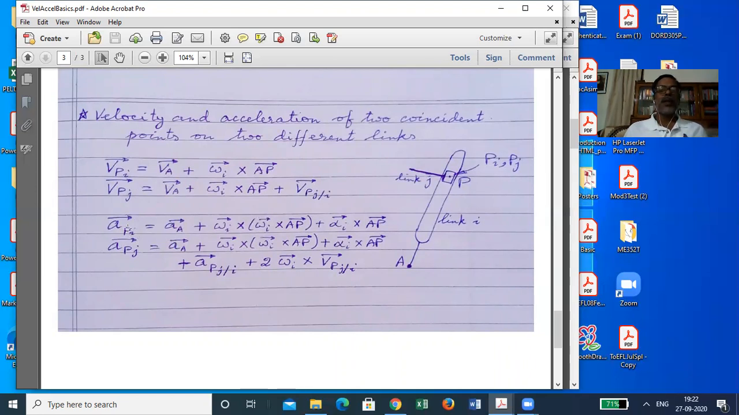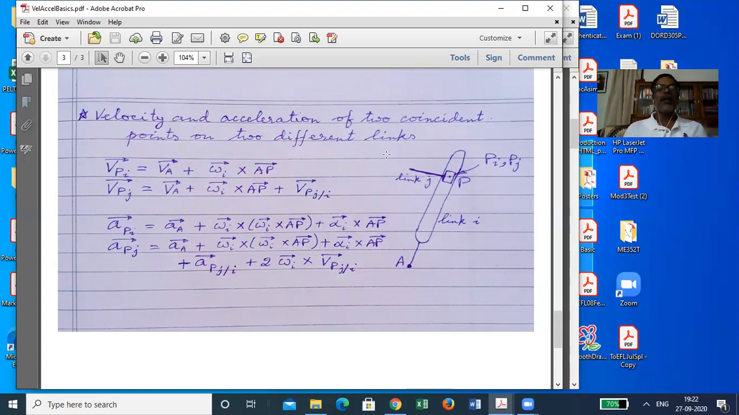Acceleration of point P as on link I. So there link A, point P, both are on this rigid link. So that will be, as we saw earlier, acceleration of A plus omega I cross AP. That is actually the minus omega squared AP magnitude, and in the direction from P to A that we saw earlier. And this is the alpha cross AP term, which will be perpendicular to AP, this direction.